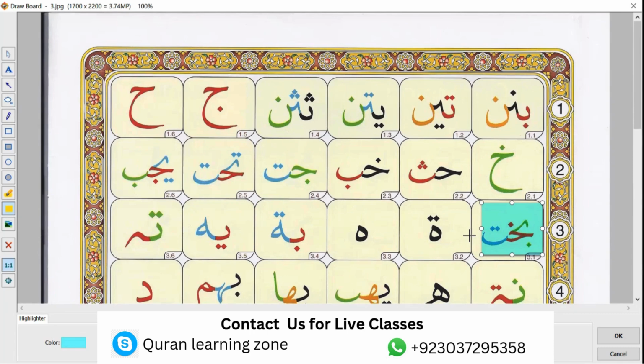Bakhata, bakhata, and the next one ta, ha. You can see here these two letters have the same shape, but there is a difference between them. The first difference is sound, and the second difference is just two dots on the top. If there are two dots on the top, then you read it ta, and if there are no dots on the top or bottom, then you read it ha. There is a difference between them.